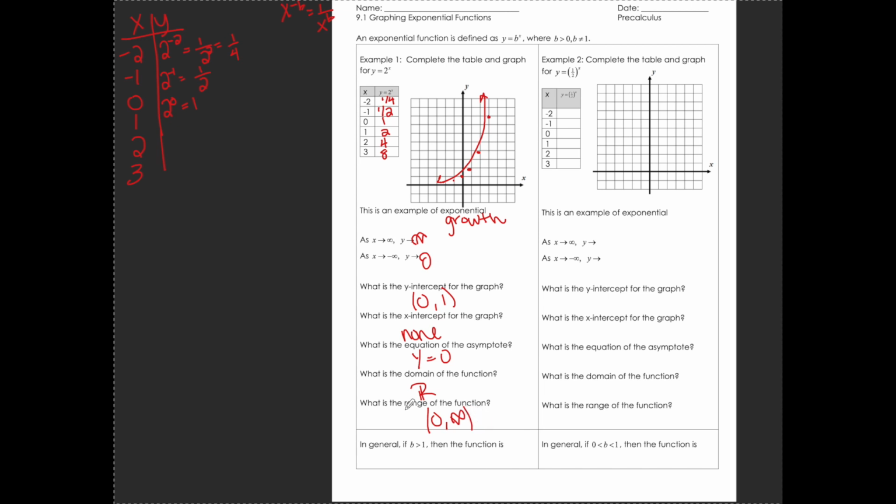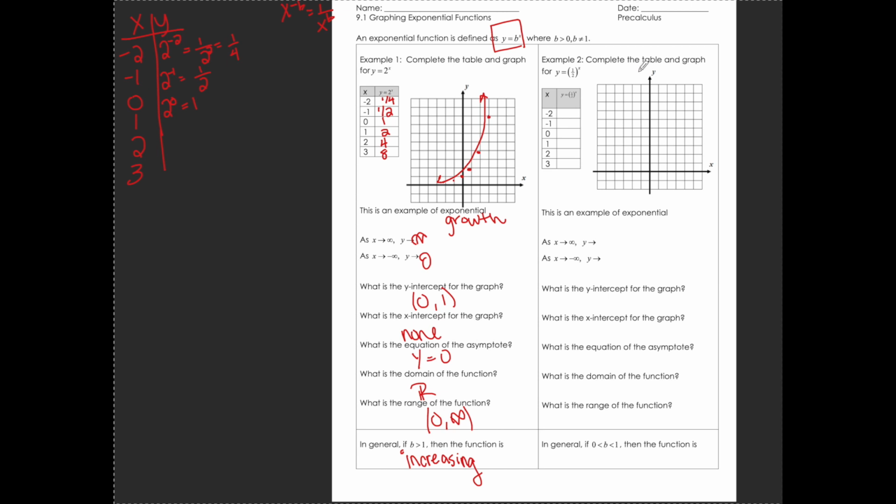In general, if b is greater than 1 in this kind of equation, y equals b to the x, if b is greater than 1, then the function is increasing. So this function is always going to be increasing. Let's look at number 2.